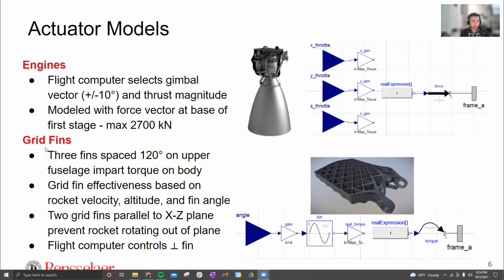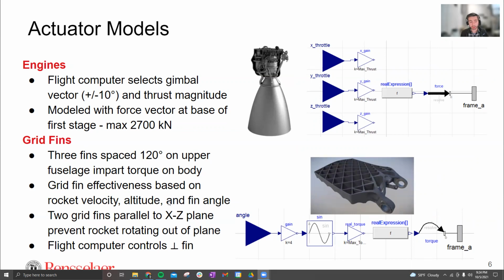Moving on to the grid fins here, we have 3 grid fins spaced evenly 120 degrees apart on the upper fuselage. When those rotate, they impart a torque on the body or the fuselage of the first stage. Those allow it to orient itself and rotate. The grid fin's effectiveness at rotating the first stage is based on the rocket's velocity. So the higher the velocity, the more effective it is. Think about a rocket in zero motion on the ground. Grid fins, they're not doing anything.